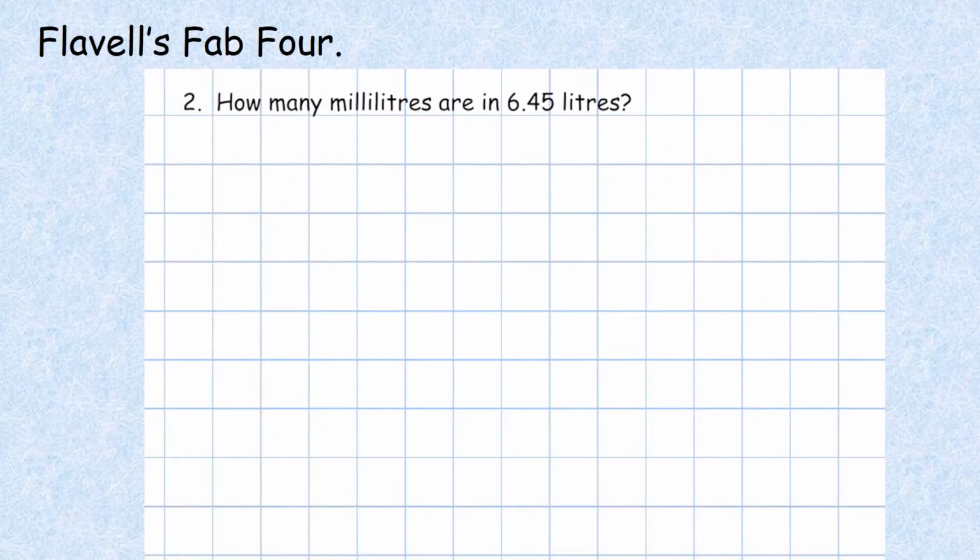So how many millilitres are in 6.45 litres? Well, obviously 1 litre is 1,000, so we've got 6 litres there, so that's going to be 6,000. We've got 450 millilitres. Nearly forgot how to spell millilitres there. There we go.